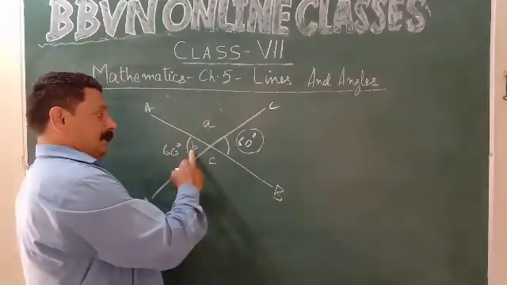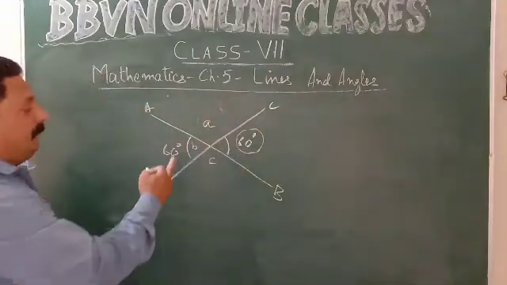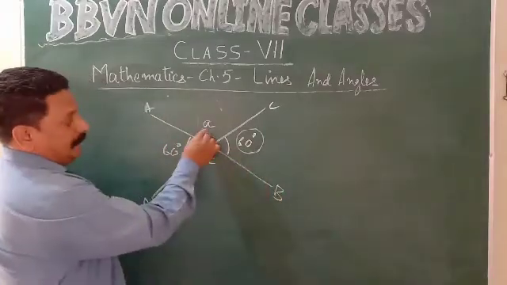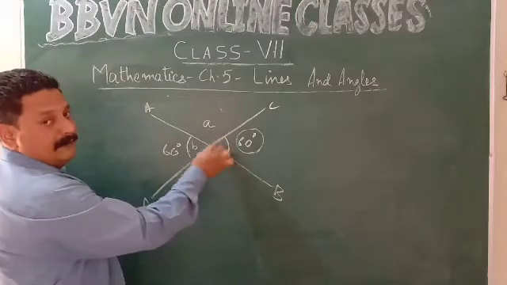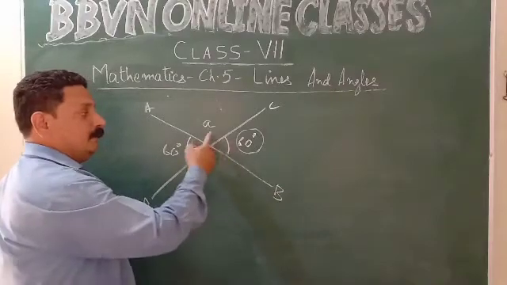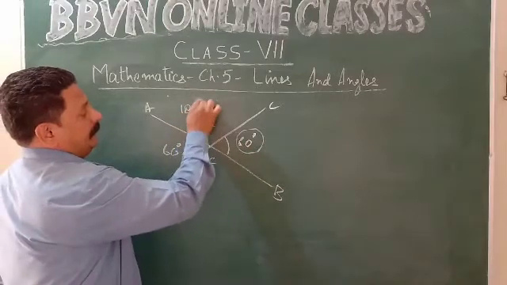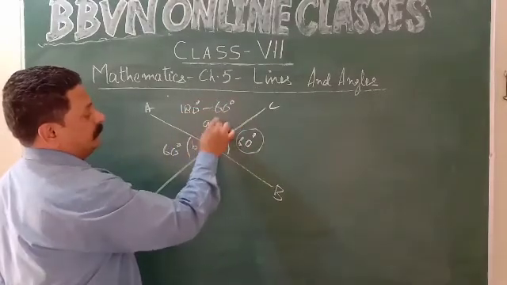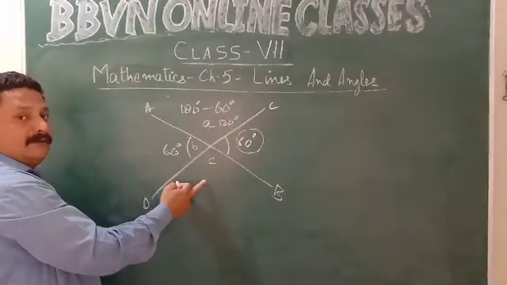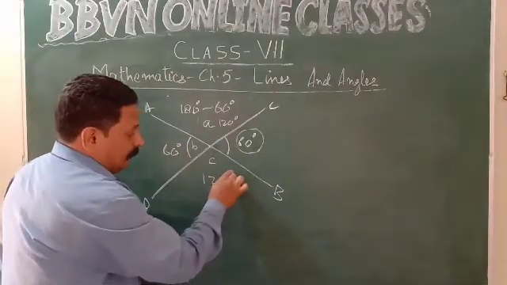So I know angle B is vertically opposite to this angle. So if this angle measures 60 degrees, angle B will also measure 60 degrees. Now I see AB is a straight line. So angle A and this angle form a linear pair because AB is a straight line. Linear pair means their sum will be equal to 180 degrees. So angle A will be 180 degrees minus 60 degrees, which is equal to 120 degrees. Now angle A is vertically opposite to angle C. So if A is 120 degrees, angle C will also be equal to 120 degrees.